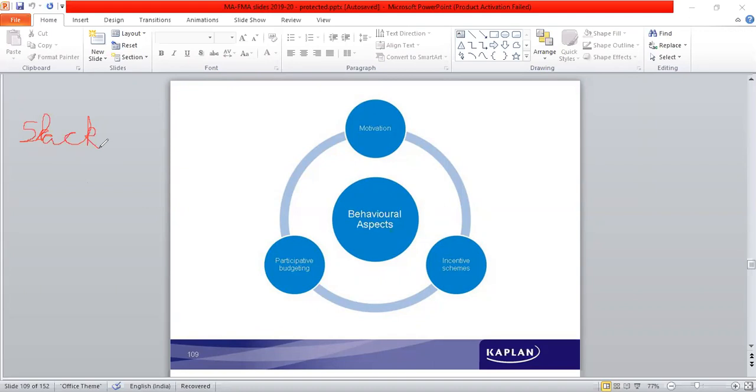Slack, or what we call inefficiencies, excess cost, loose standards, these things are included. That's the behavioral aspect. Just because they do not want to be evaluated and have strict actions taken against them, at the time of preparing the budget itself, they include loose standards or excess cost into the budget, so that in future they would not be made accountable for their decisions. That's one behavioral aspect. Second one, motivation.